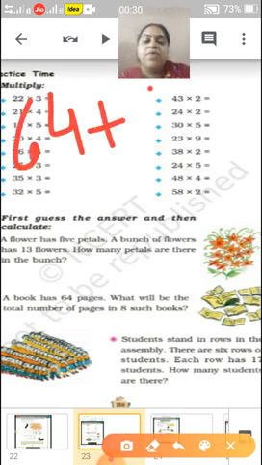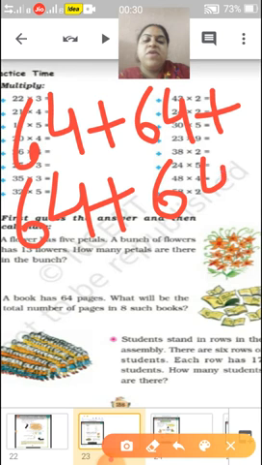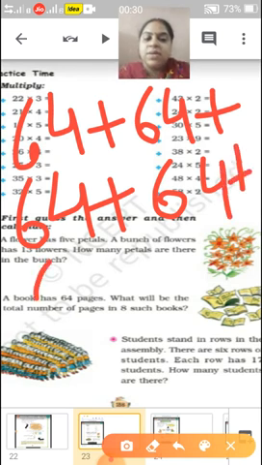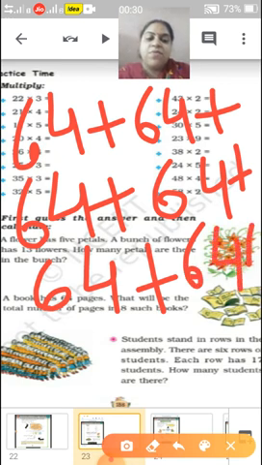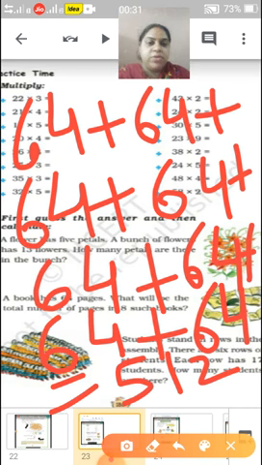Or you can write this as 64 plus 64 plus 64 plus 64 plus 64 plus 64 plus 64 plus 64, that means 8 times, is equal to 512. Okay children, now come to the next.